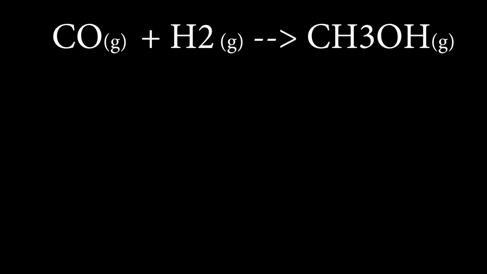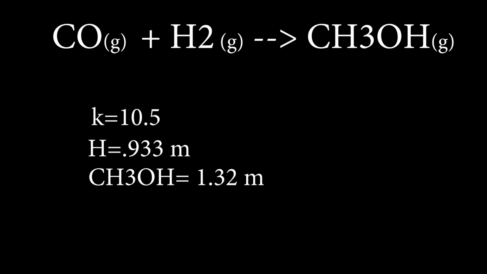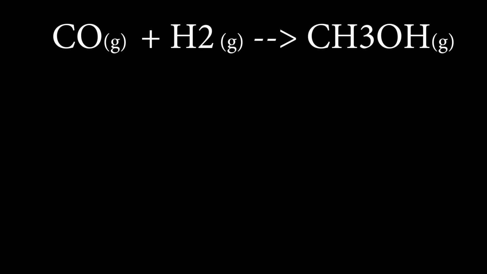If you try to solve for K or any missing value, you will not get the right answer if it's not balanced. Now the info we have for this is that K equals 10.5, the concentration of hydrogen is 0.933 M, and the concentration of methanol is 1.32 M, meaning we have to find out what is CO2. Now we have to make sure that this equation is balanced.